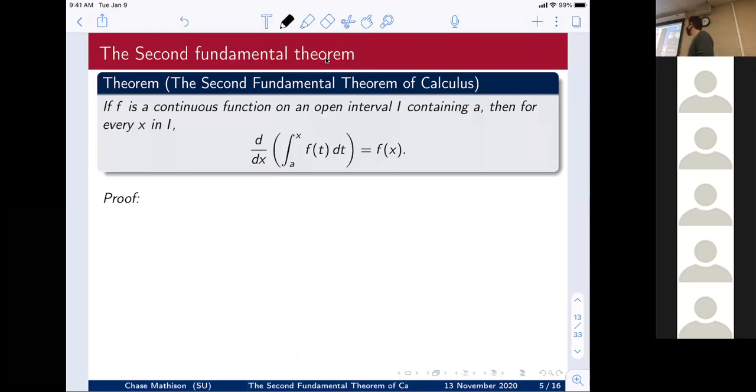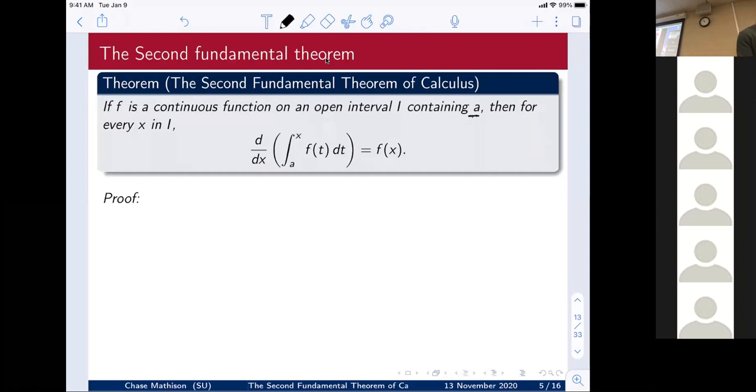If little f is a continuous function on an open interval I containing the point a, then for every x in that interval I, the derivative with respect to x of the integral from a to x of f of t with respect to t is just equal to f of x.